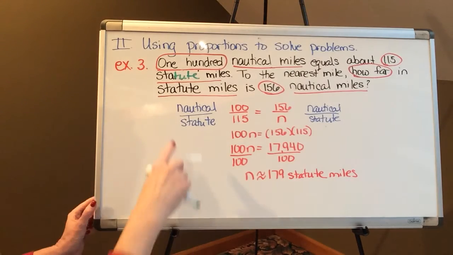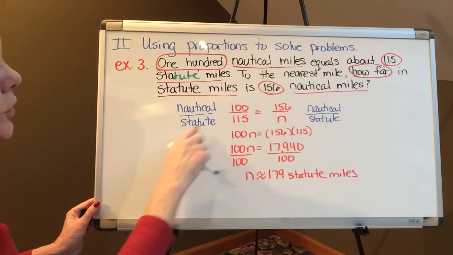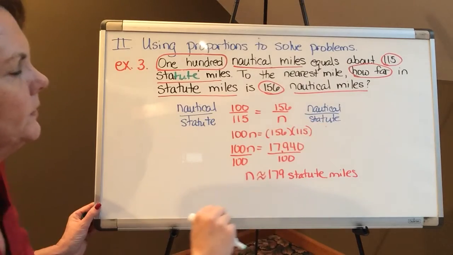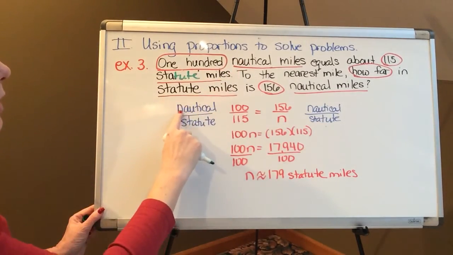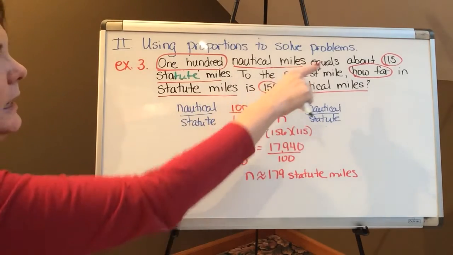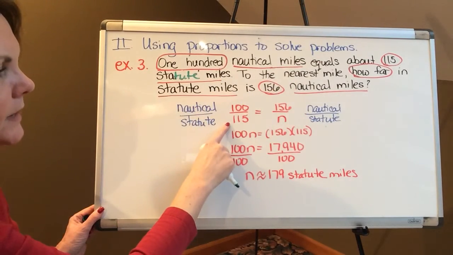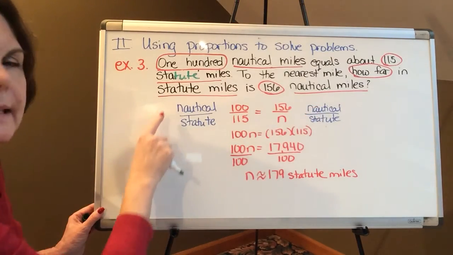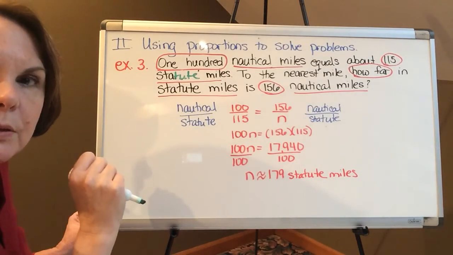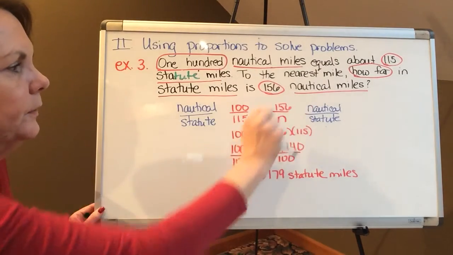Okay, so what we have here are nautical miles to statute miles, nautical miles to statute miles. So we go back to what we were given, 100 nautical miles, nautical's on top, so that goes on top, equals about 115 statute miles. That goes on the bottom, the denominator. You must keep this consistent with this. That's when most people make the biggest mistake, is they flip this.